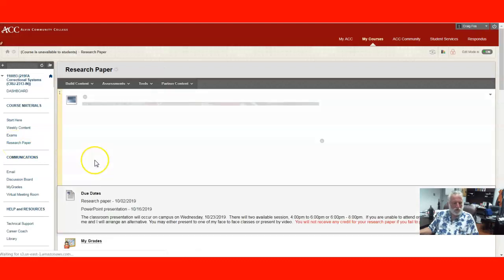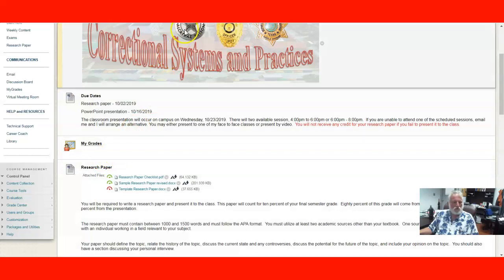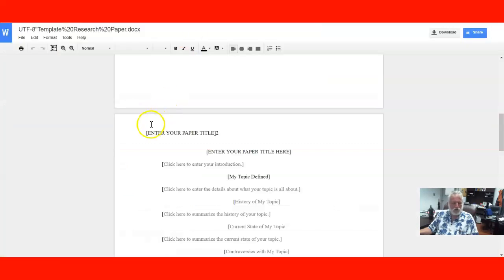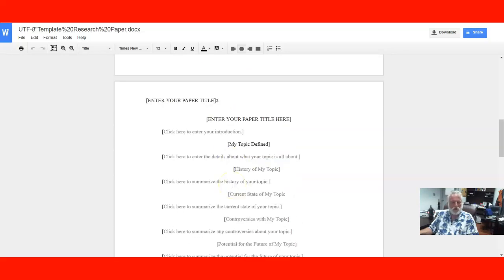Now, I mentioned that we have a template. I've got 2 other things that are available to you. First, we'll look at the template real quick. It is in a Word document. You're going to download it to your computer. When it's in Word, and this is actually in Google Docs that's opening it up, all you do is type your information in and it erases all the other information. If you're not using Word, then you're going to have to highlight it, delete it, and then type your new information in. Title of your paper, your name, course title, and the due date on the paper.